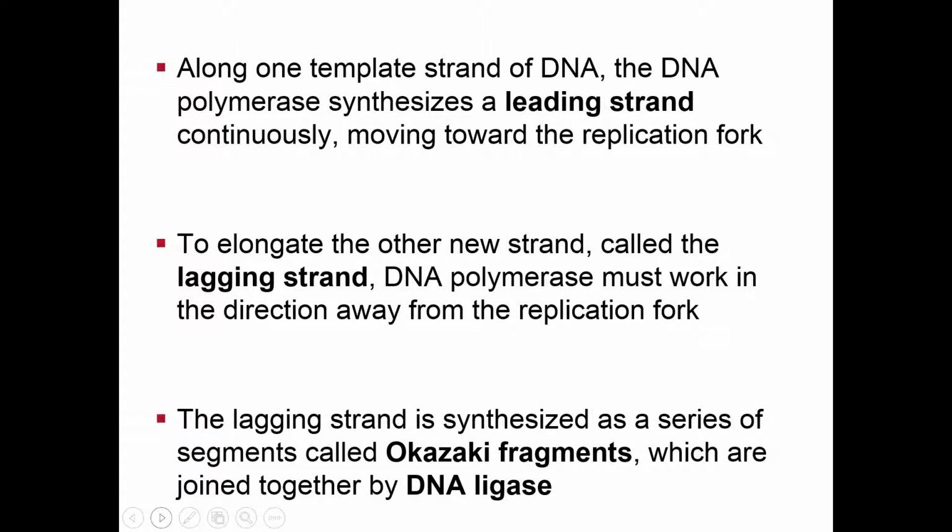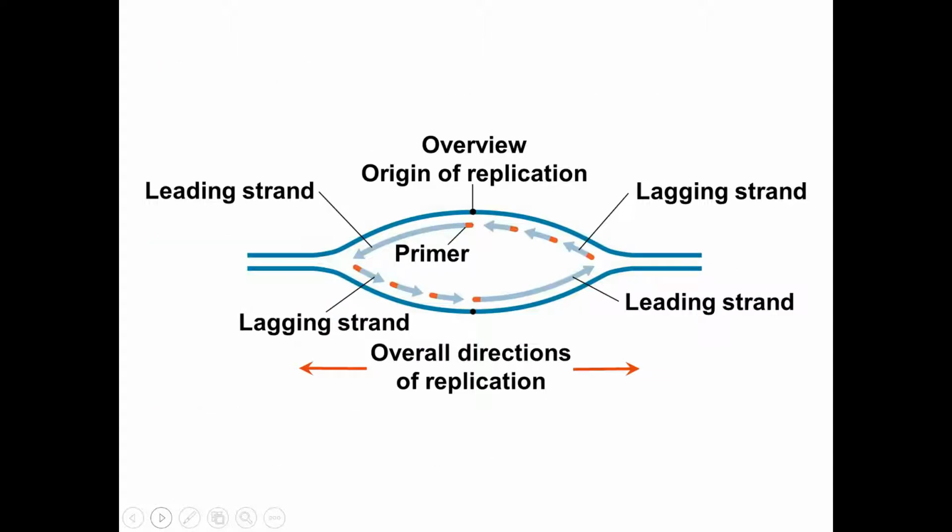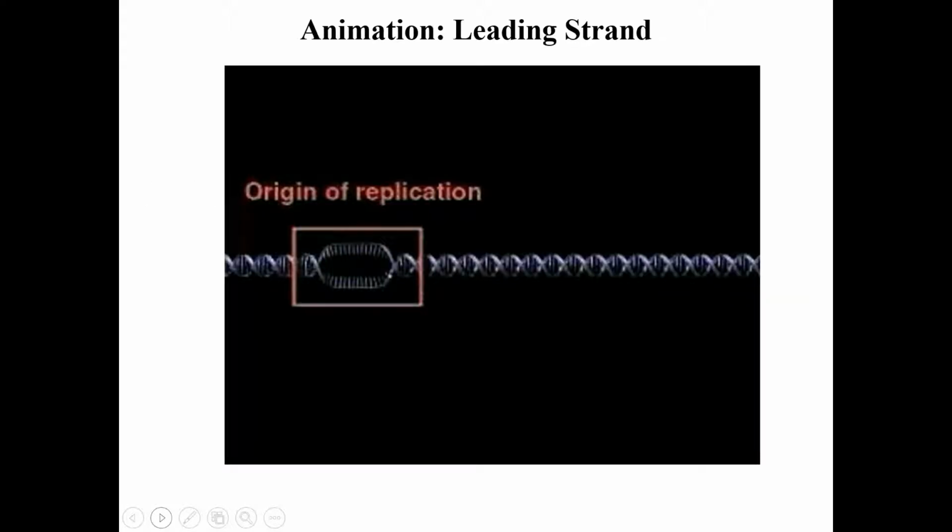Alright, so again, reiterating this point, the leading strand is synthesized continuously, the lagging strand is synthesized discontinuously, and these fragments that we call Okazaki fragments have to be glued back together using DNA ligase. Alright, so here, again, this is showing you a picture of your replication fork, your leading and your lagging strands, showing you that DNA replication is a bidirectional process. We're going to talk about the leading strand first, and then the lagging strand. But again, keep in mind that these processes are occurring simultaneously.